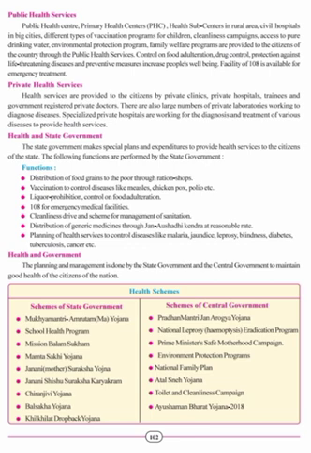Health and state government. The state government makes special plans and expenditures to provide health services to the citizens of the state. The following functions are performed by the state government. One of the duties of the state government is to make special plans for the health services of the citizens. They prepare special plans and they even spend money to provide health services to the citizens of their particular states. There is a list of the functions of the health related duties of the state government.